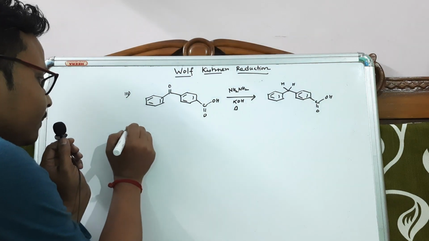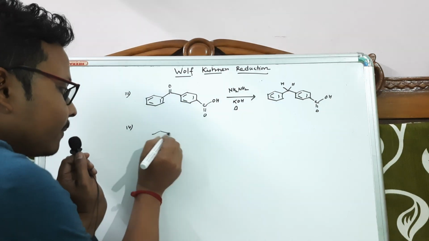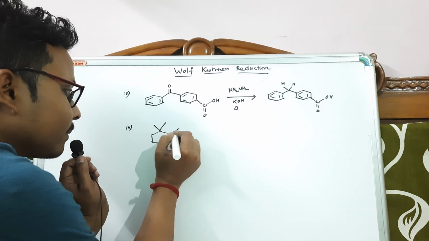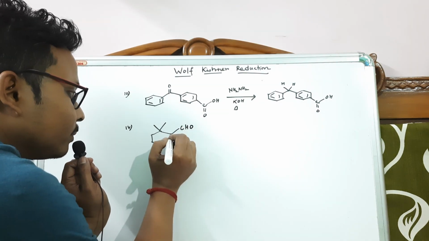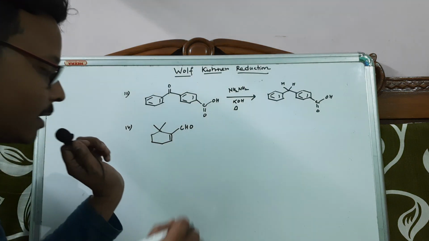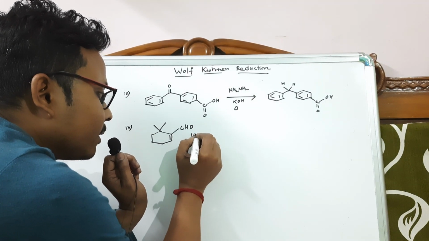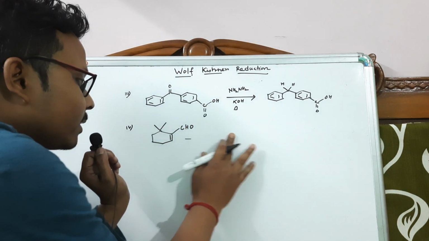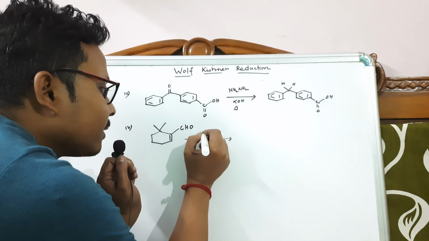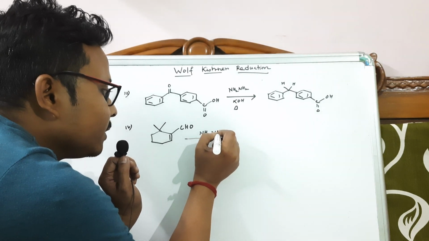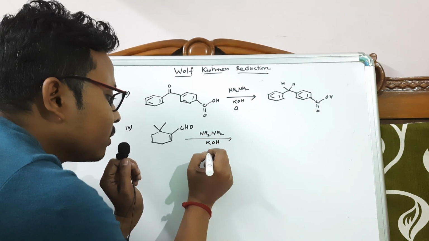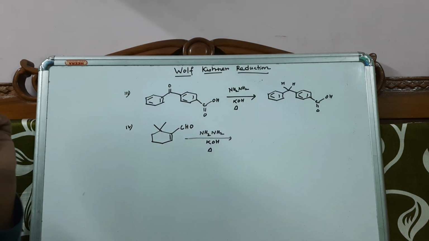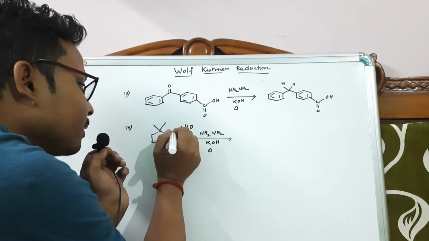Now the fourth question. So if this compound with CHO undergoes WK, that means Wolf Kishner reduction, with NH2NH2 and KOH. Look, this is also an aldehyde, but there exists an unsaturation at the 2, 3 position.